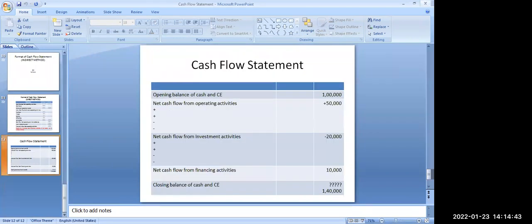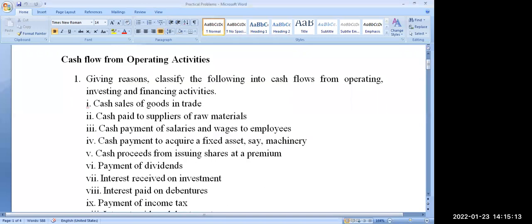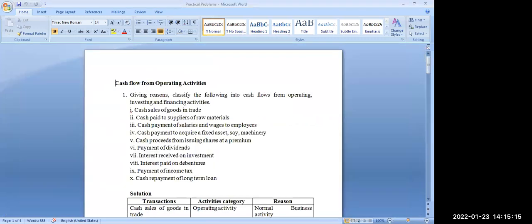Before that, I'll take a few more examples so that you will be comfortable in identifying the items of cash inflow and outflow of the three activities. So go with another. I'm sharing another Word file. Is it visible? Is the font size and everything on the screen fine?